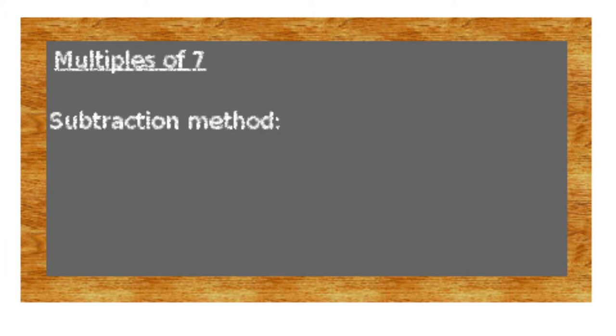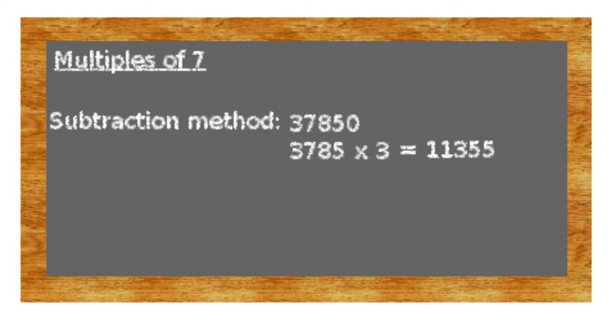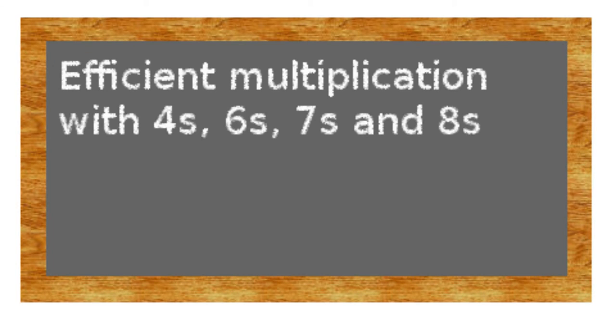The subtraction method is a bit different. First, we use the 10's trick on the original number. Then we add up the number 3 times. Then you subtract that number from the one we got from the 10's method earlier. And that's how you do 4s, 6s, 7s and 8s.